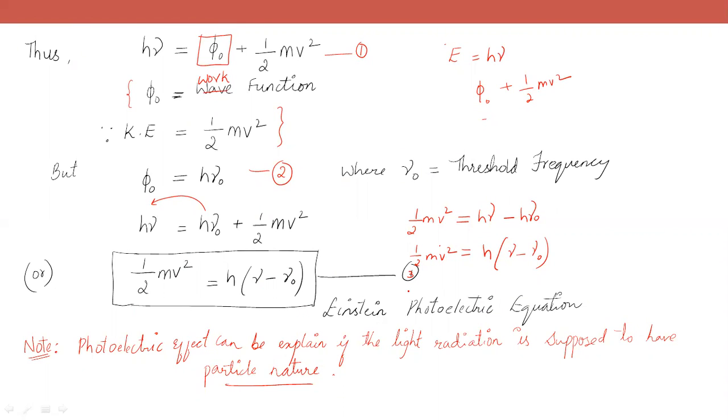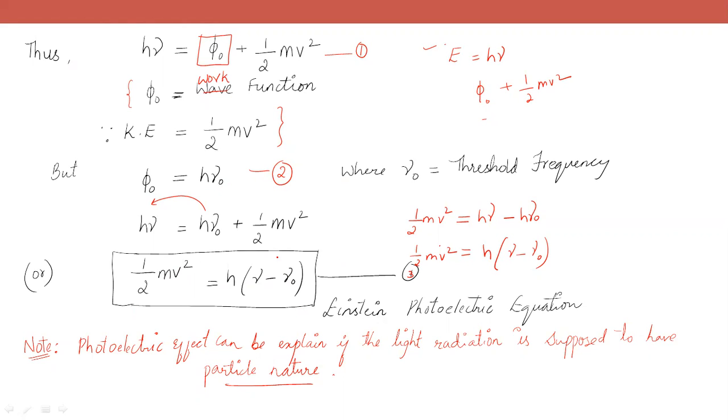So how did we get this equation? First, we considered the energy equation, and there are two forms of energy: the energy which is required to remove an electron and the remaining part of the energy. You just need to add them up. And here you have to consider phi naught is equal to h nu naught. Next step, you substitute this value in equation number 1. Therefore, on substitution, you'll get the kinetic energy equation, that is 1 by 2 mv square is equal to h into nu minus nu naught. So this particular equation is called the photoelectric equation.